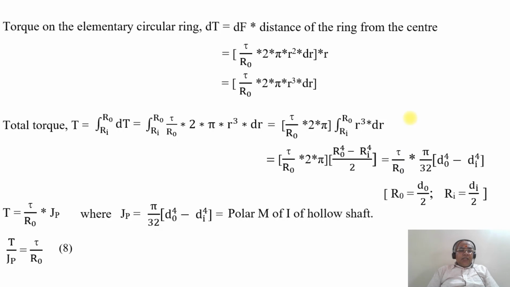So on simplification, T is equal to tau by R0 into Jp, where Jp is the polar moment of inertia, that is pi by 32 into D0 to the power of 4 minus Di to the power of 4. So by cross multiplication, T by Jp is equal to tau by R0, which we call equation 8.